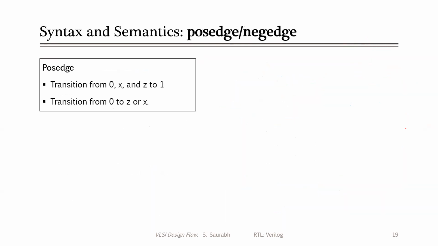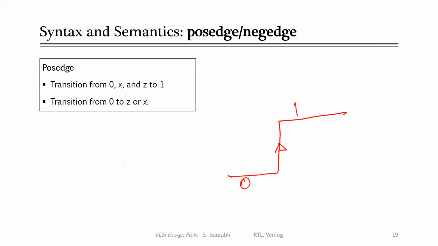Okay, so now the edge sensitive keyword is posedge. Similarly, you can have negedge. Now, posedge is used to model this kind of situation: whenever your signal rises from 0 to 1, for example a clock edge rising from 0 to 1, then it is known as a posedge.